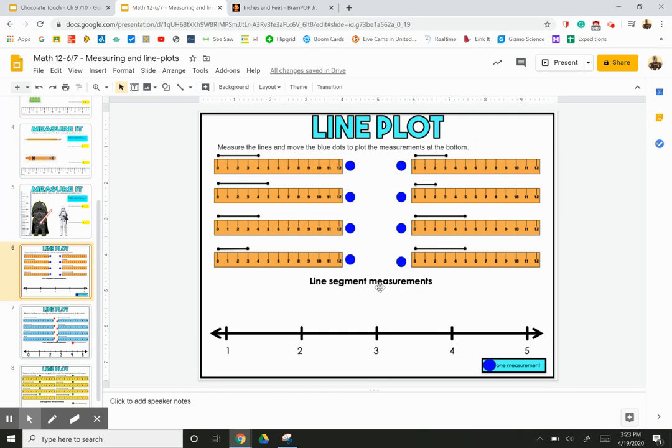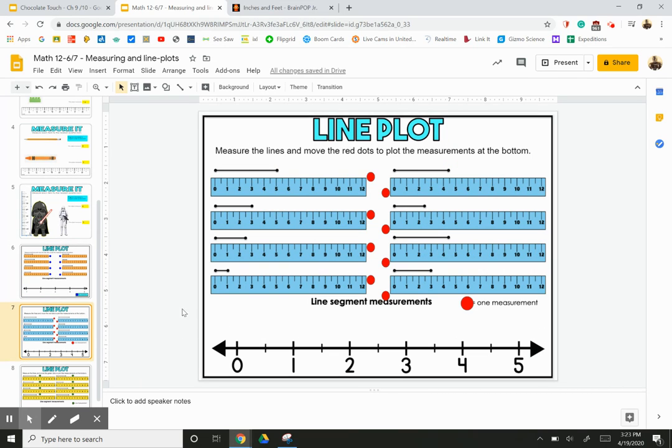So here I have 8 different lines that I wanted to do a science experiment with, or measure different lines, and I had to figure out what the measurement is, but then I have to take that blue dot and put it on my line plot. This line plot starts at 1, and they use whole numbers. The ones that you're going to do, they start at 1, and they use half numbers.